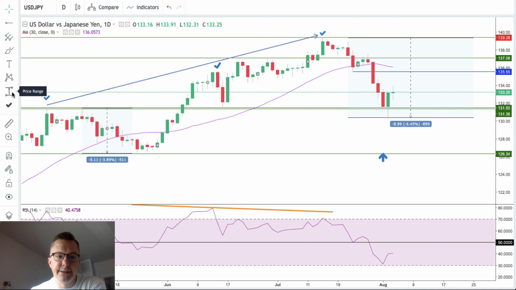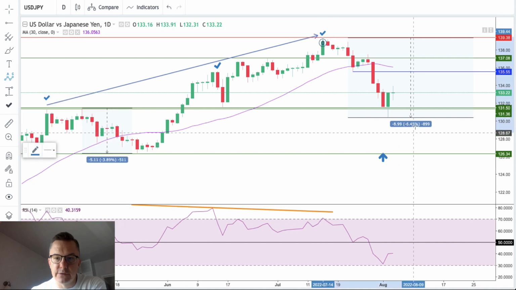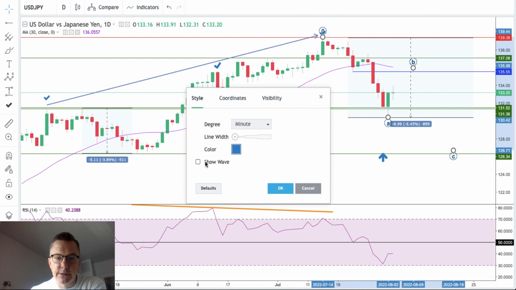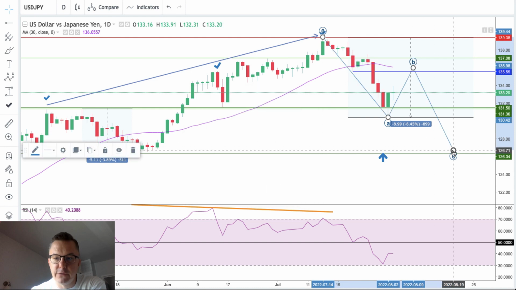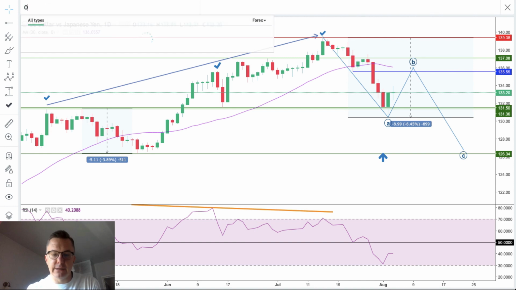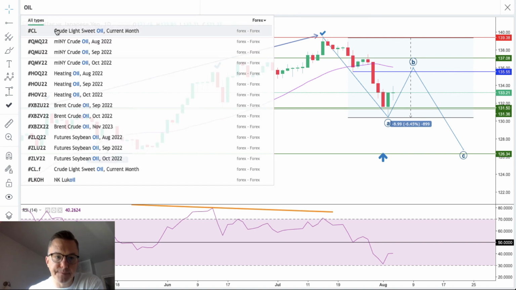So the situation looks like we've made the wave A of the correction, so this might be the wave A. We are waiting for the wave B and for the wave C, so that might be the current corrective wave progression on the US dollar to Japanese yen. And last but not least, crude oil.